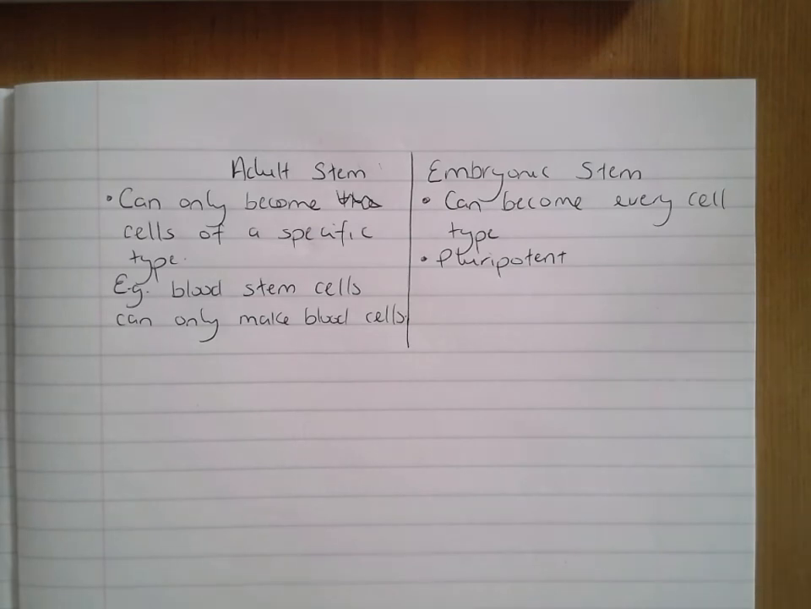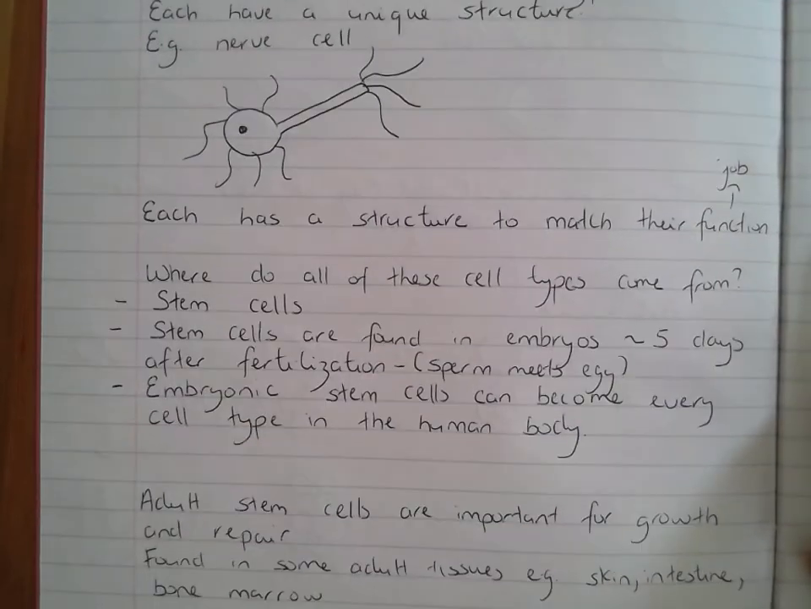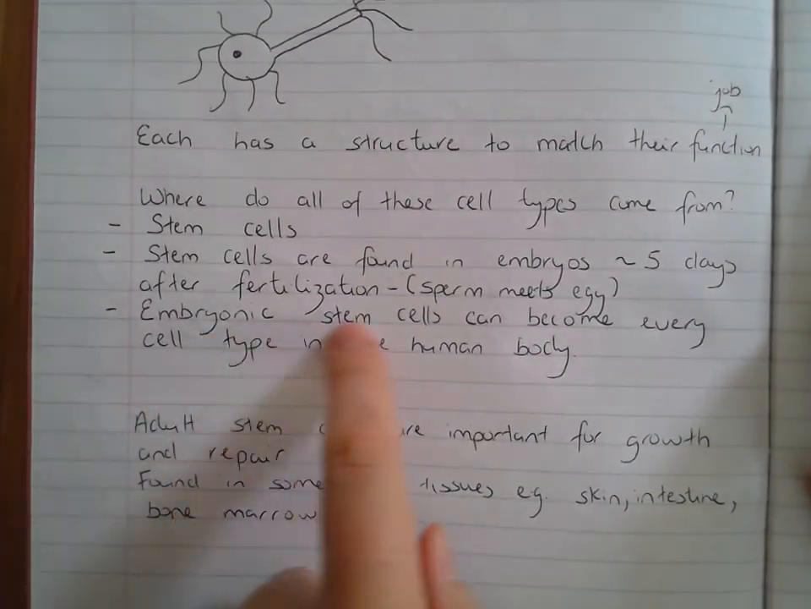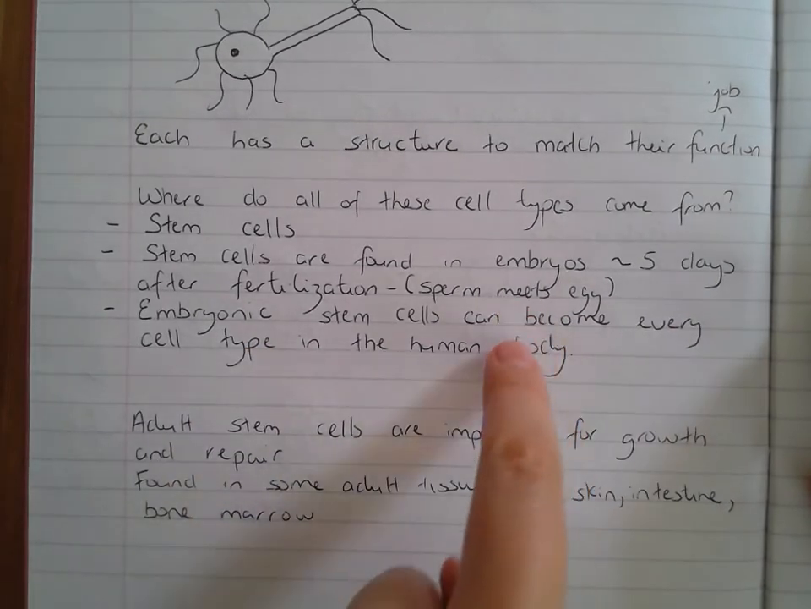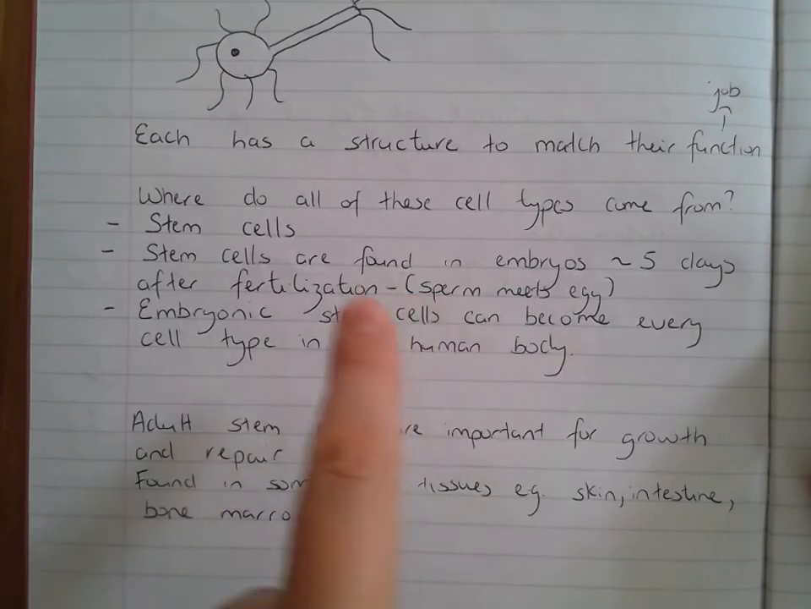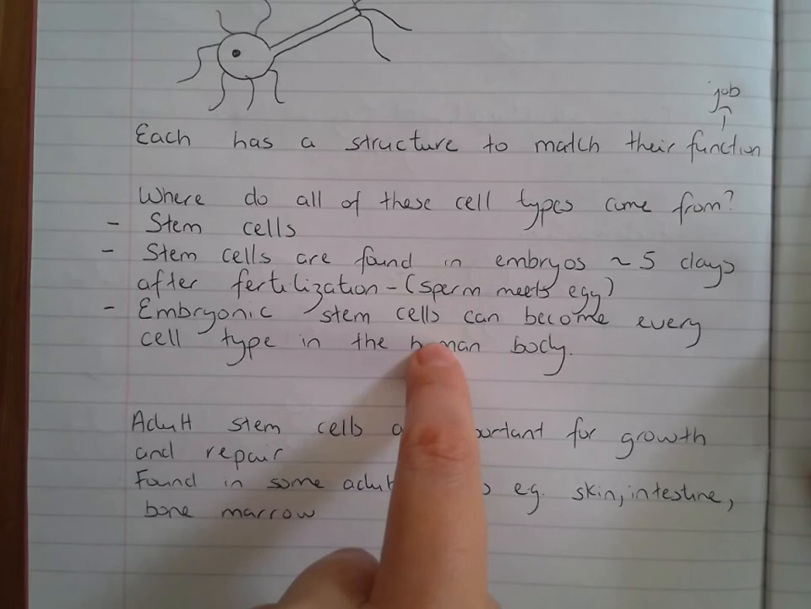Okay, and I think, to be fair, that's pretty much all I want you to know about stem cells for now. Because in the next lesson, we're going to look at why they can be used to treat different diseases. Okay, so the big take home, because you do come back to stem cells in year 10, the big take home is this: embryonic stem cells can become every cell type in the human body. Okay, they're cells that you find in the developing embryo, and they can become every single cell type in the body. Okay, which is really powerful.